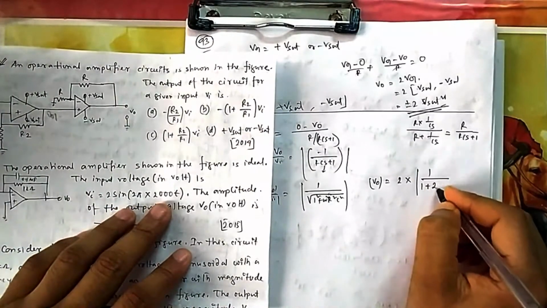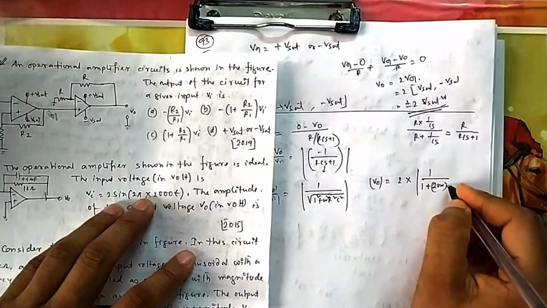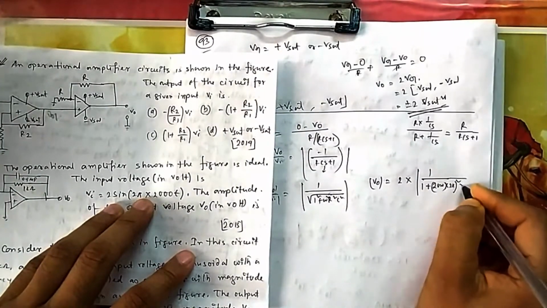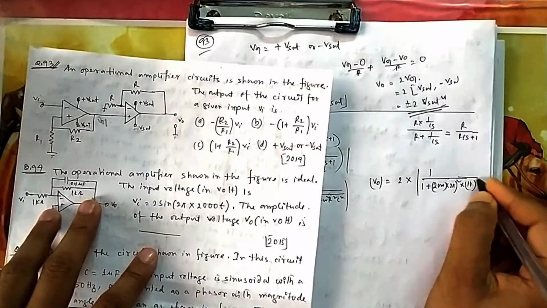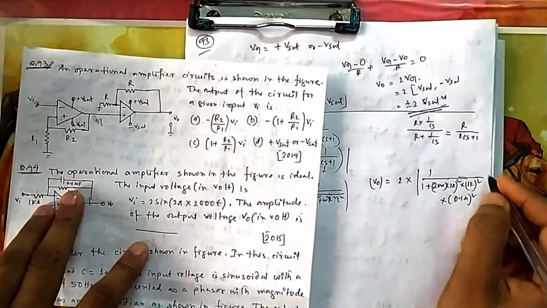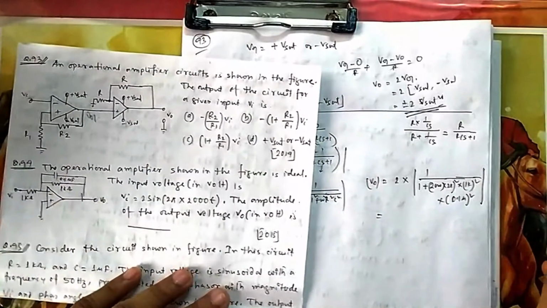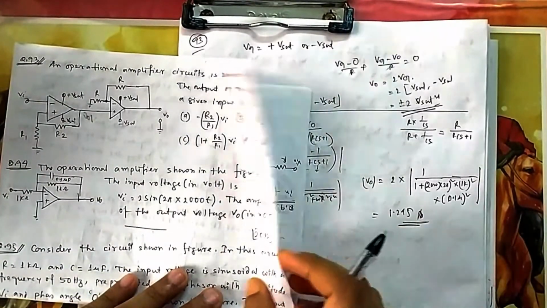That's it. So you multiply this one by 1 by, what is omega? Omega they have given 2000, so 2 pi into 2000 square, into R square. You can put all these values: R is equal to 1 kilo, and C is 1.1 micro. You put all these values and finally you will get 1.245. That is your answer.